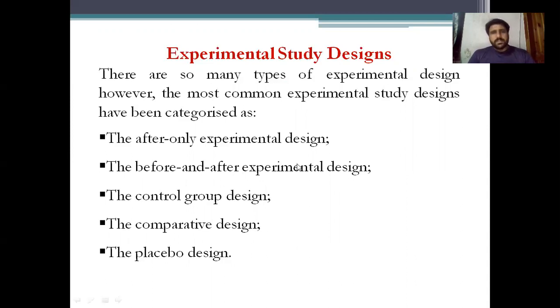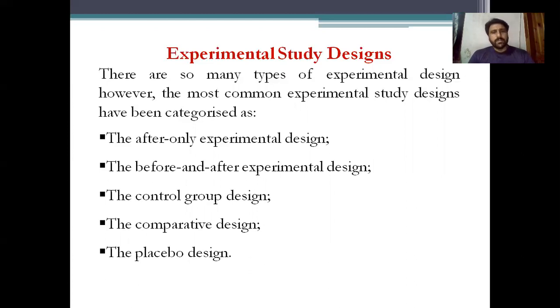The after-only experimental design, as the name suggests, is a study design which looks into the facts of a phenomenon after the development of an outcome. The before-and-after experimental design looks into two aspects: the development of an outcome before the introduction of the intervention, and after the intervention is introduced. The control group design is a type of study design in which a control is included in the study.